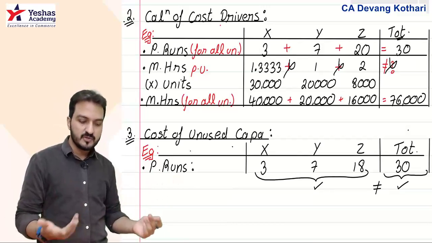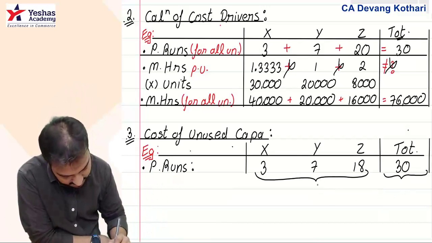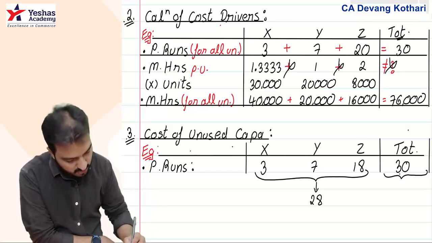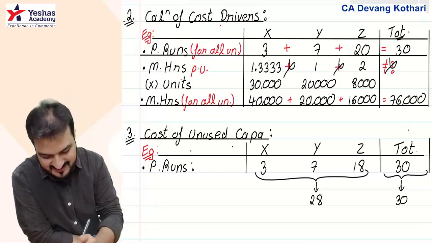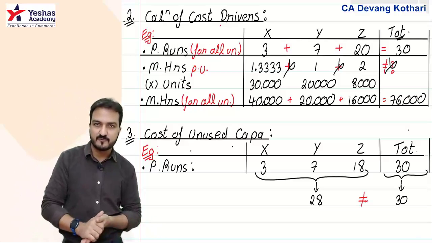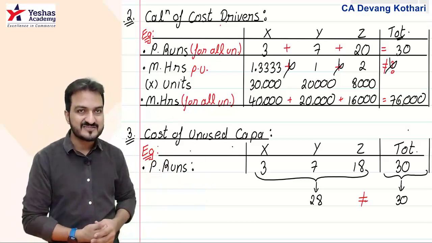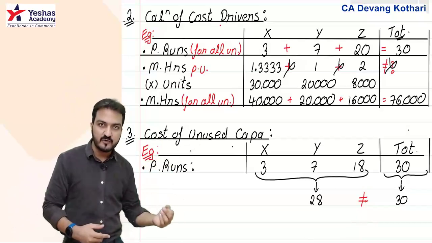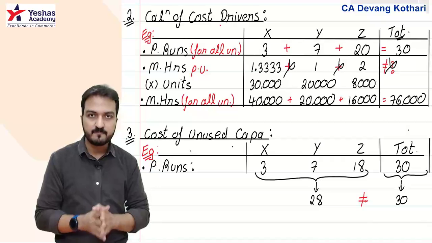Now what does this mean? You notice that my summation of product-wise cost driver is 28 and the total cost driver given is 30. So my summation of product-wise is not equal to the total cost driver. This will happen only and only if both are given. If the total was missing, then the summation itself we will take as the total. But if total is given and it does not match with the summation of product-wise cost driver, then what does this mean? Well, listen to this.